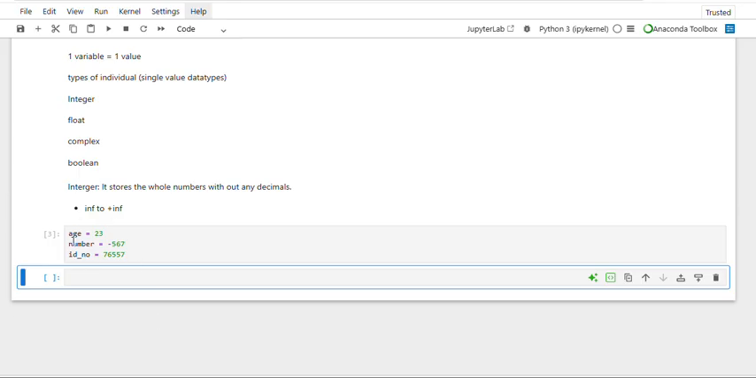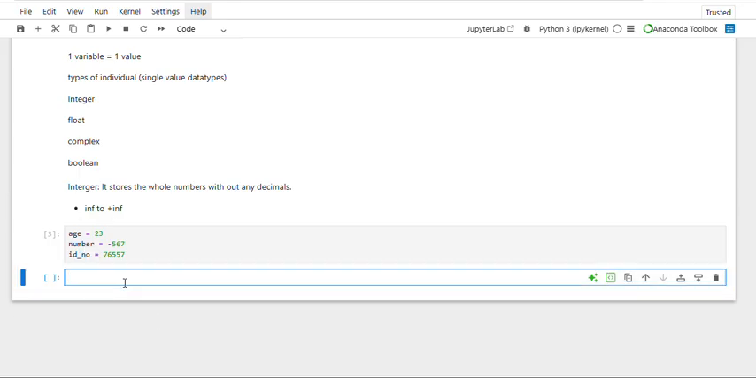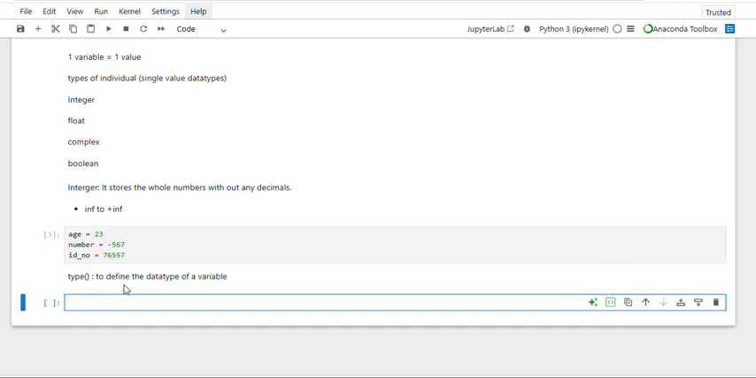Now how to say these are integers? Python has one good predefined function, that is type. Type is the function that is used to find the data type of a variable. Now here I want to print type of age, comma, type of number, comma, type of id number.